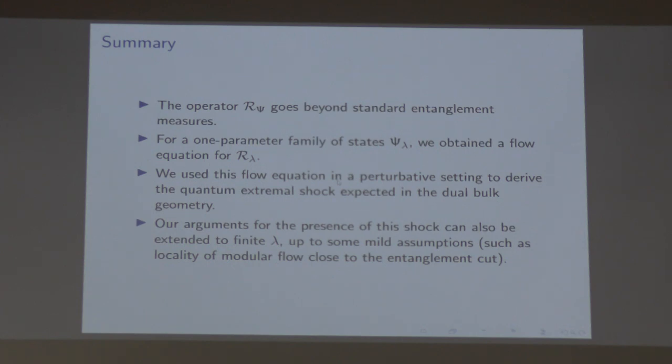In this talk, we obtained a one-parameter family. We obtained a flow equation for this reflection operator for a one-parameter family of states. We related it to things like modular Berry connections and so on. And a concrete application of this formalism was to use it in this perturbative setup to demonstrate the existence of a quantum extremal shock that is predicted by general relativity.